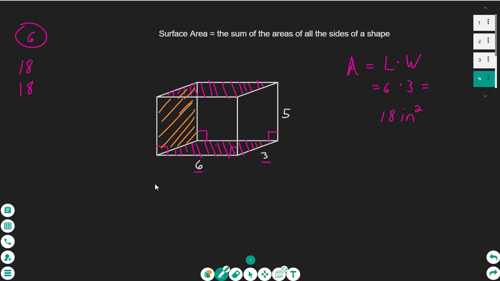And in order to find the area of that, we need to know the dimensions for it. So what's the dimension of this side of the shape? Can you figure that out? Well, it's going to be 5, right? It's going to be 5.